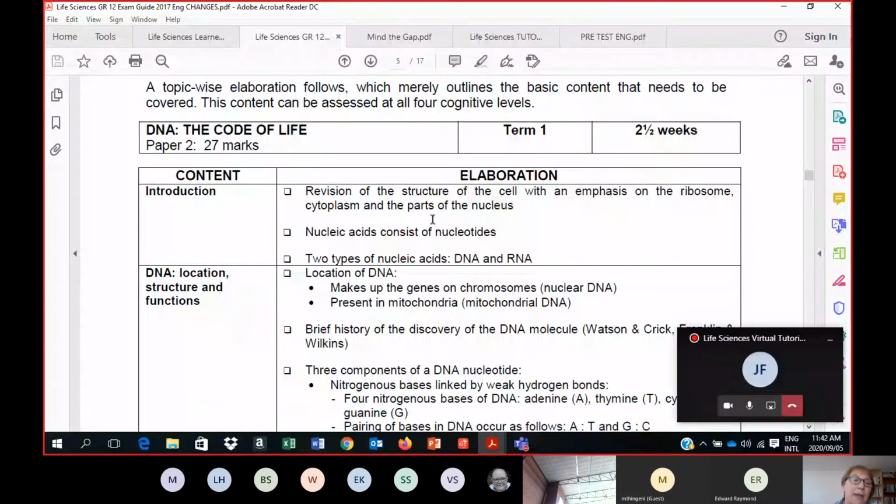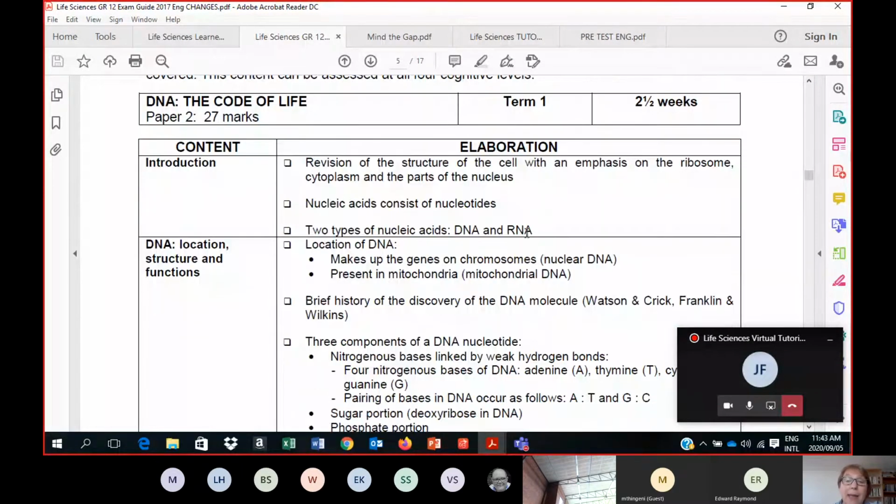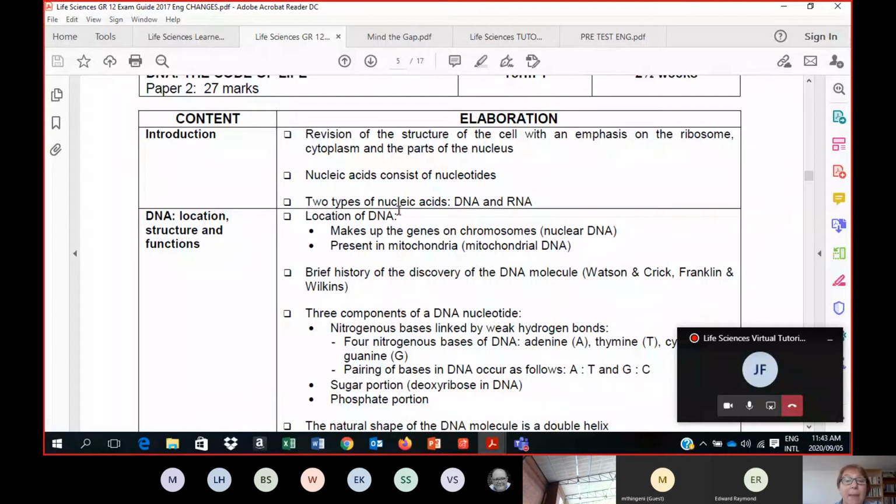So you can see DNA, I may as well show you this today since we are covering this today. So firstly, we do the revision of the structure of the cell with an emphasis on the ribosome, cytoplasm, and the parts of the nucleus. So you would have also done this in grade 10 when we did cell structure. Then we need to know that nucleic acids are made up of nucleotides. Those are the building blocks of nucleic acids. You need to know about the 2 types of nucleic acids, DNA and RNA.